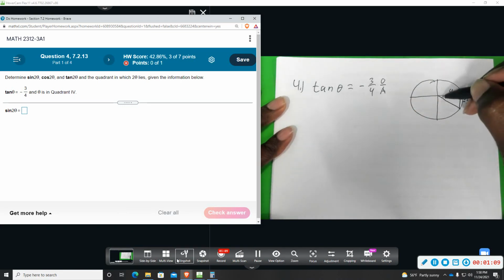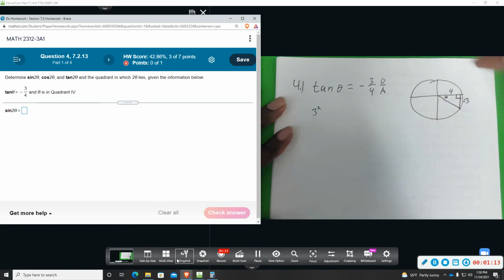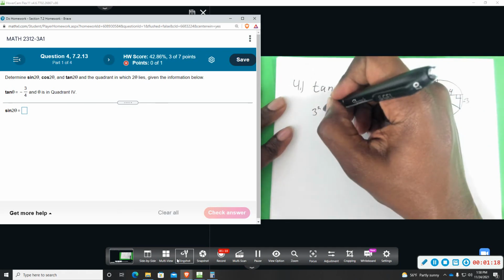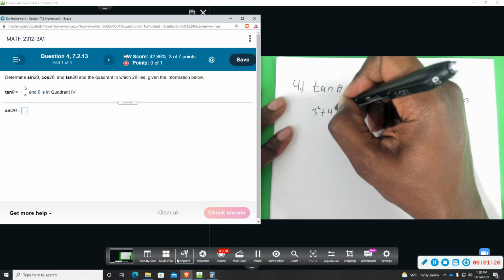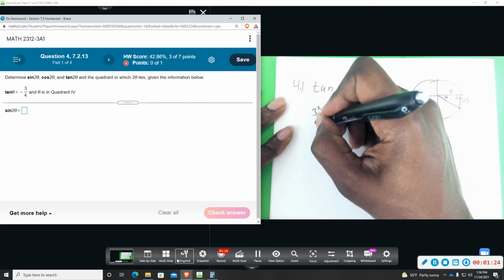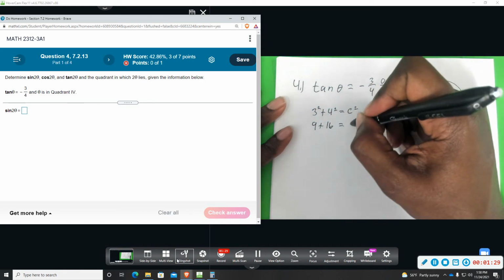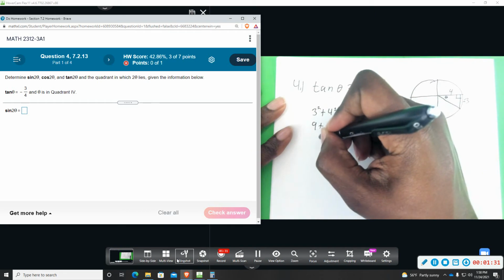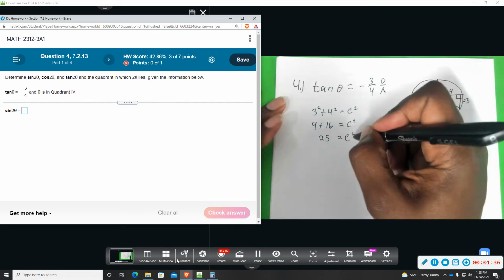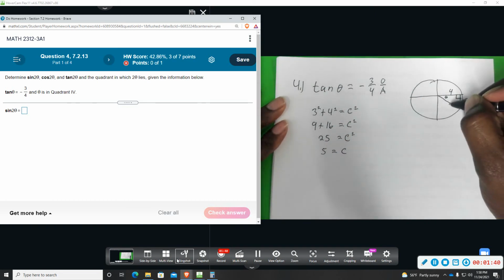Alright, so we got to find the hypotenuse. So we'll do 3 squared, and it doesn't matter that I put the negative, because when you square it, it's going to be positive. So 3 squared plus 4 squared equals c squared. So we get 9 plus 16 equals c squared. This gives us 25 equals c squared. And when you take the square root, you get 5 equals c. So that will be 5.